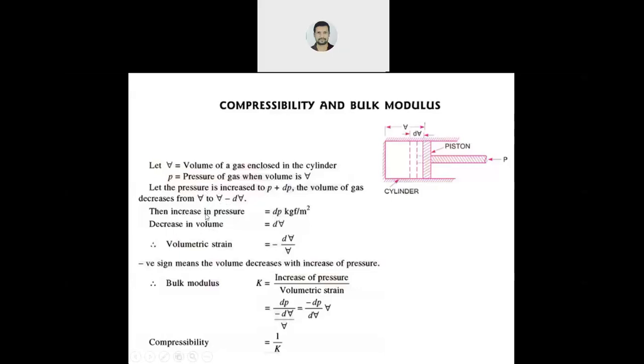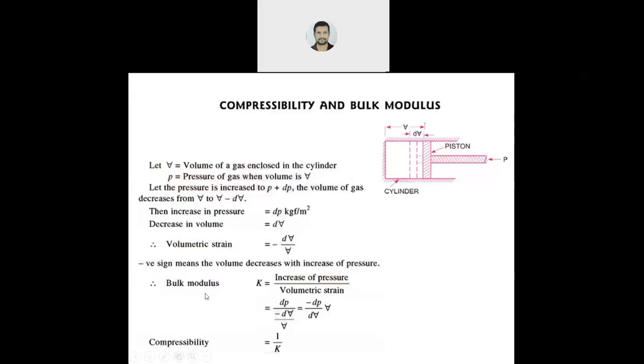Now, what do you understand by strain? Change in dimension divided by its original dimension. Here the dimension is volume. So volumetric strain is nothing but change in volume divided by original volume. Because the volume is decreasing, it is minus dV.